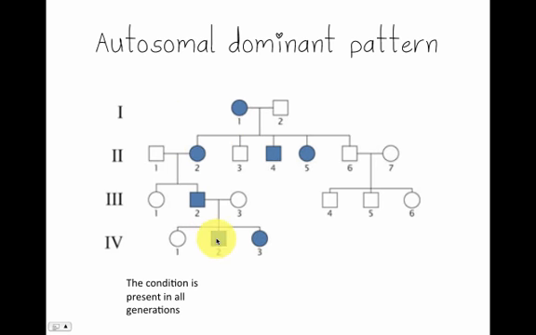And another thing is that all the affected individuals have at least one parent that is affected. So if we look at generation 2, number 2, this female here, her mum was also affected. And if we look at this boy here, his mum was also affected. So it's present in all generations. That is a telltale sign that we're looking at a dominant trait.